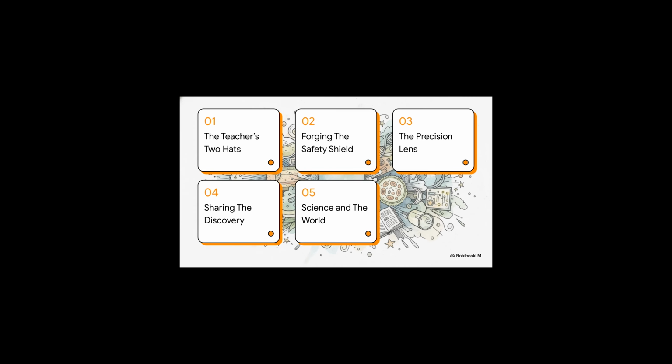So here's our roadmap for today. First, we'll talk about the 2 hats every science teacher wears. Then we're going to forge our safety shield. That's all about competency 001. After that, we'll focus the precision lens on the tools and the data. Then we'll cover how to share what we find, and finally we'll connect it all to the big picture with science and the world, and that's where competency 003 really comes in.